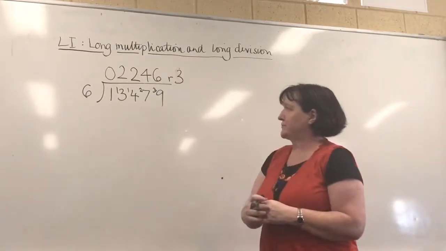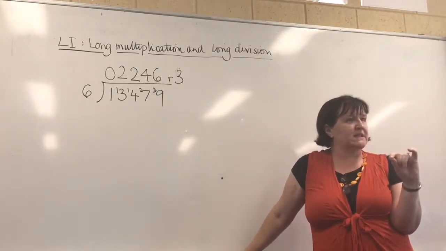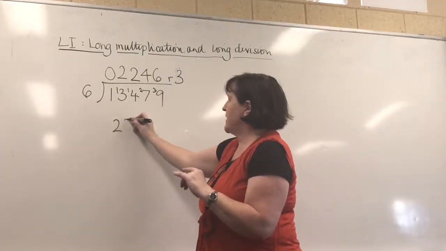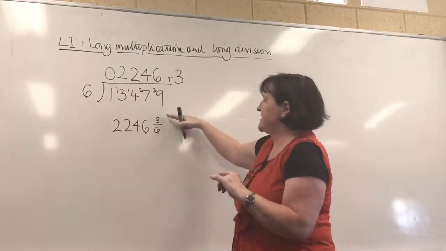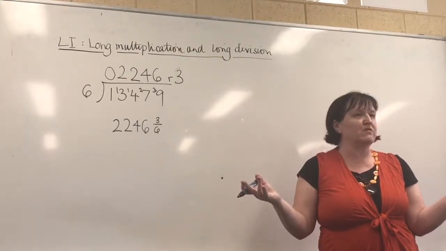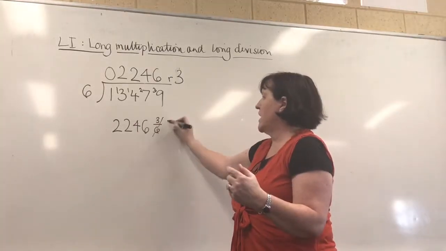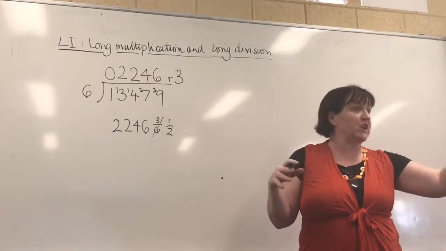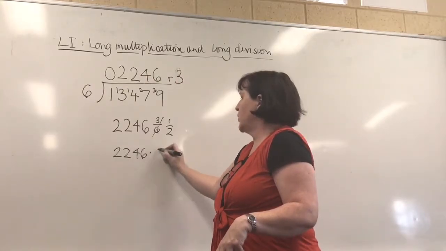Now, if you were asked to give that as a quotient, it would be 2,246 and 3 over 6, because it's 3 out of the 6 remaining. And then what would you do with the 3 over 6? Simplify it to a half, that's right. And because it's a nice one, you could convert it to a decimal if you wanted to. So it would be 2246.5.